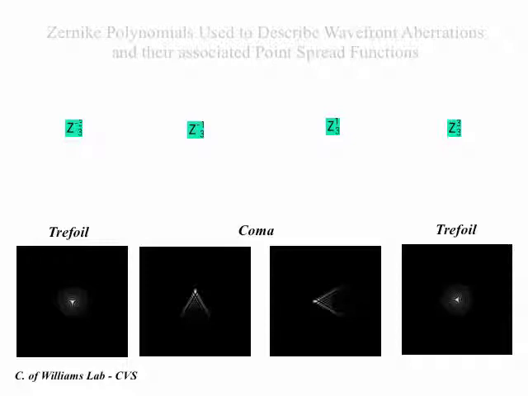Trefoil produces the image you see in number 1 and number 4, coma in number 2 and number 3.